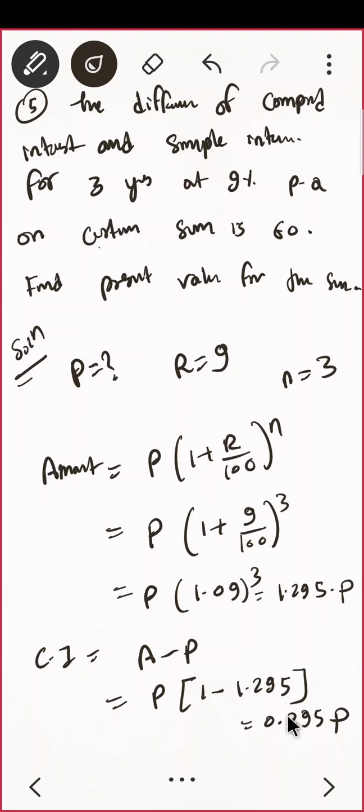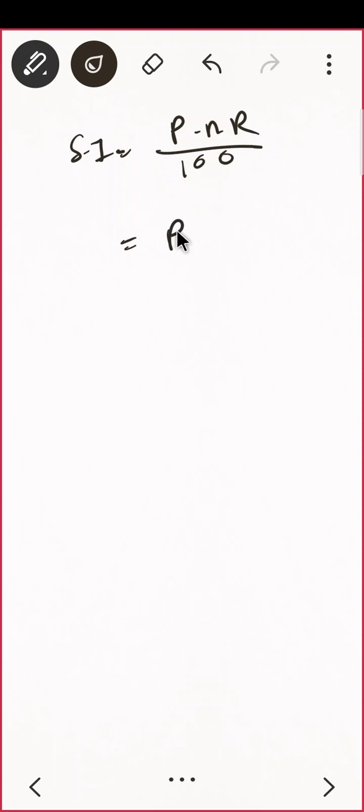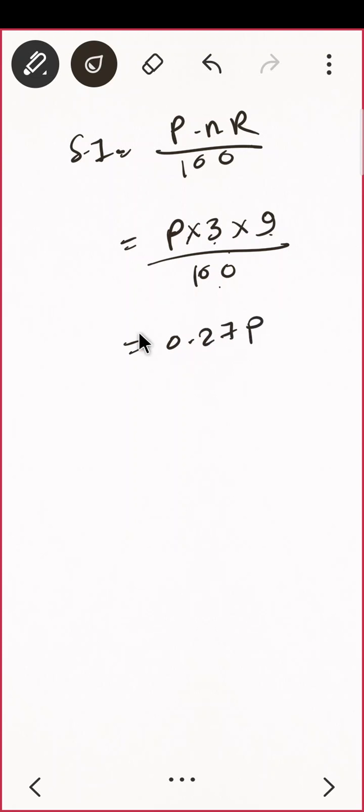Can you calculate simple interest? What is the formula for simple interest? PNR upon 100, correct? What is P? We don't know, but we know your N and R. What is N? 3 years, no? 3 into, what is R? R is 9 upon 100. Okay? 27 upon 100, so it will be 0.27, 0.27 P. So this is simple interest.